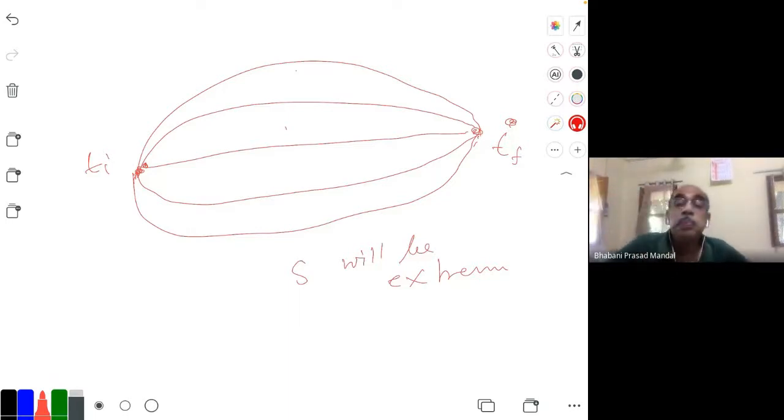But people will prefer minimum time or minimum cost. So classical mechanics will prefer minimum of action. That action is a mathematical quantity. It is a line integral between initial time to final time of the Lagrangian over dt. Now I'll stop here. If you have a quick question on this, then I'll answer. Otherwise, think about this Hamilton's principle.